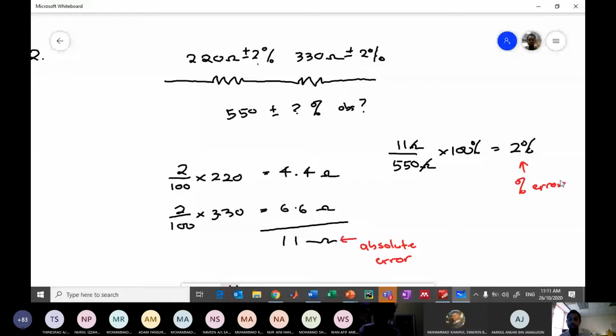Now, actually, the percentage error is a given since both have the same percentage of tolerance in terms of error. So basically, because it's 2%, when we add them together, the answer is also going to be 2%. But this is just a proof through calculation. So this is how to answer question number 2.